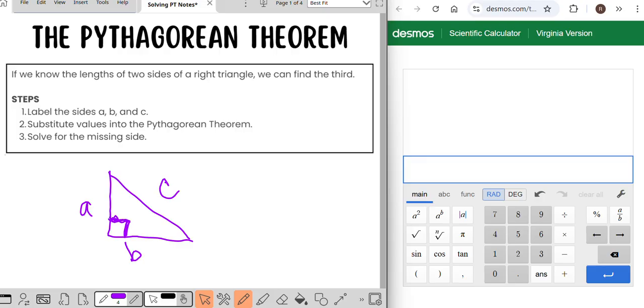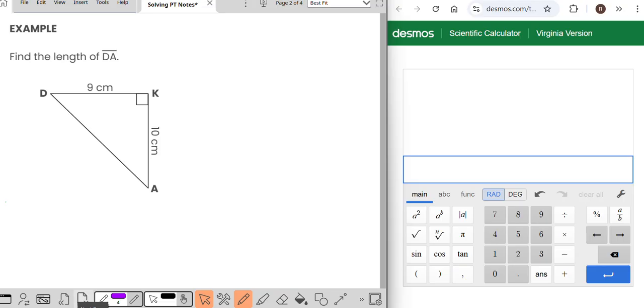Now what you do is you substitute values of those lengths, we don't have any here, but we will in a second, into the P theorem. And then you solve for the missing side. So let's go ahead and try it because I think that's the best way to learn how to do it.